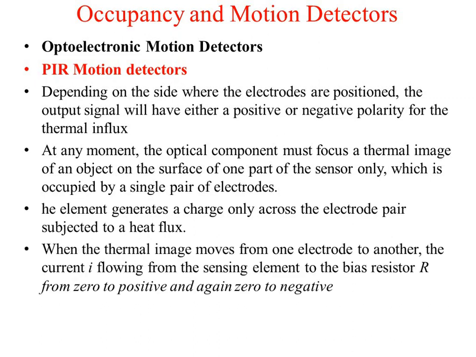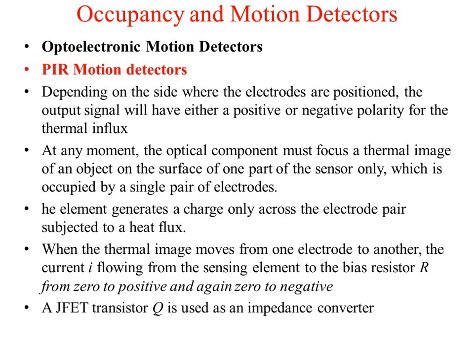So what will happen? That will cause a current I to flow through the bias resistor R from 0 to positive, because one electrode is at positive and the second electrode is at negative. So 0 to positive and again 0 to negative. Such kind of working takes place in a PIR sensor.